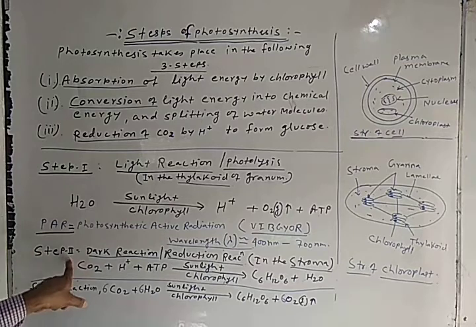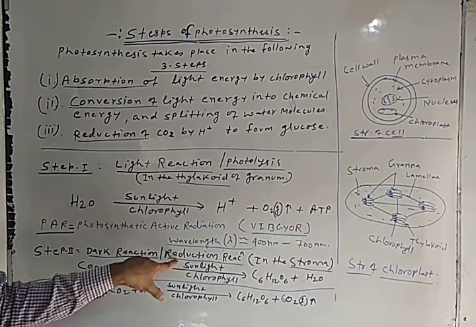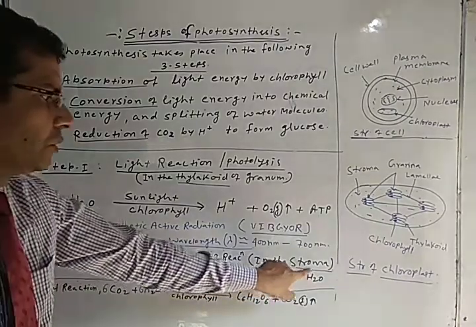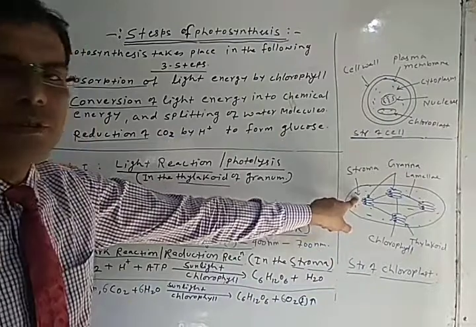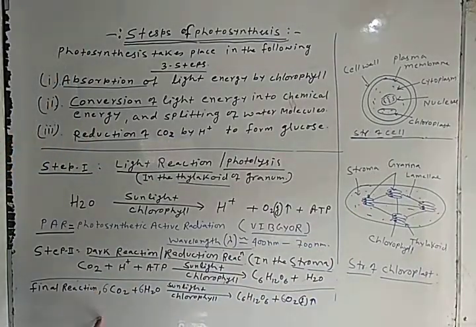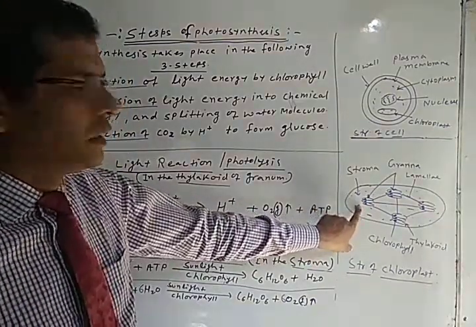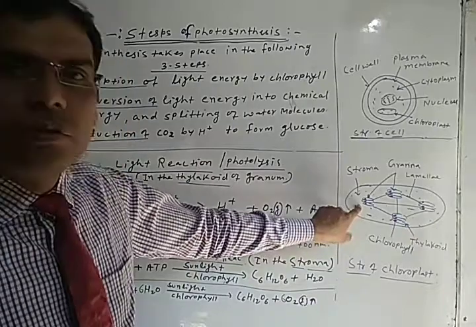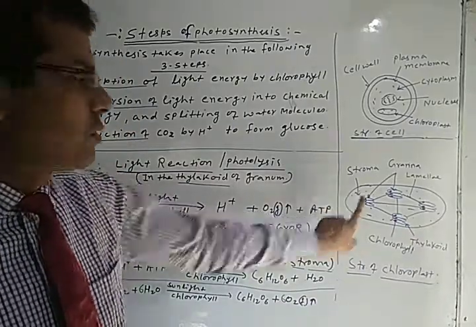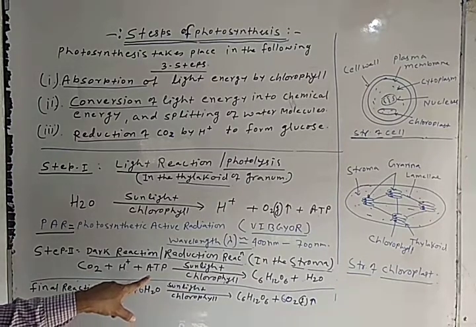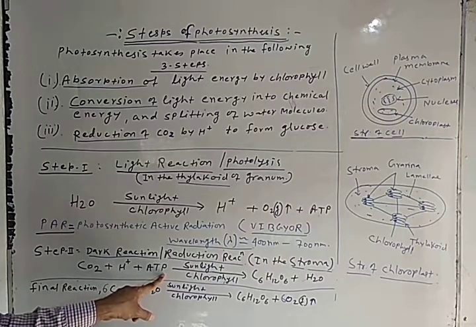The second step is called dark reactions, or reduction reactions. I will come back to this point. This reaction occurs in the stroma of the chloroplast. What happens in dark reactions? CO2 comes through the stomata into the cells and finally into the stroma of the chloroplast. Here CO2 combines with hydrogen ions, and ATP is used as energy.